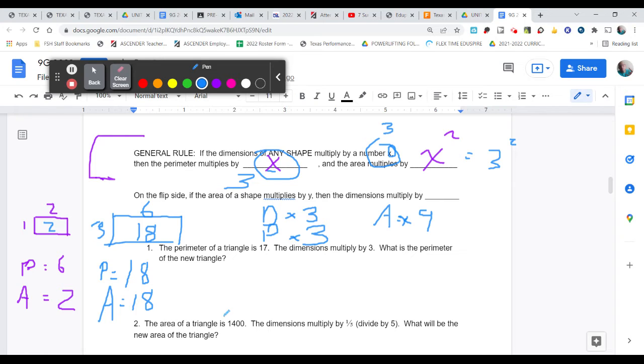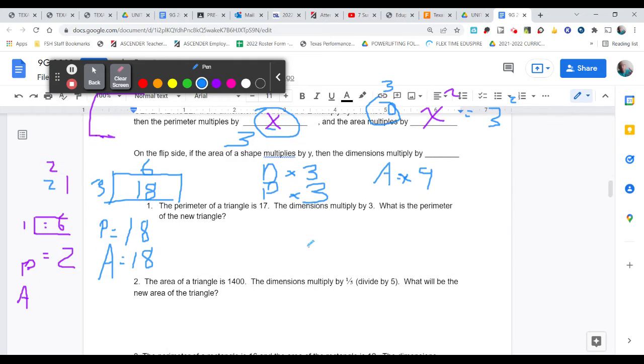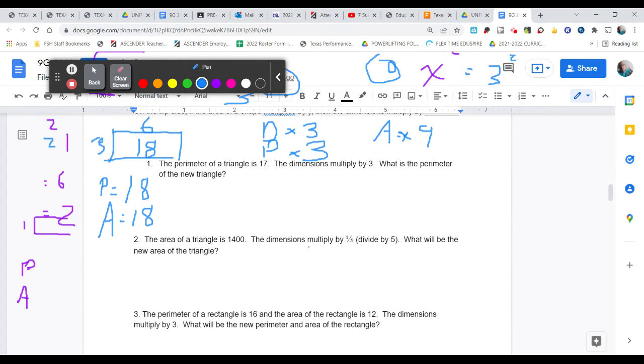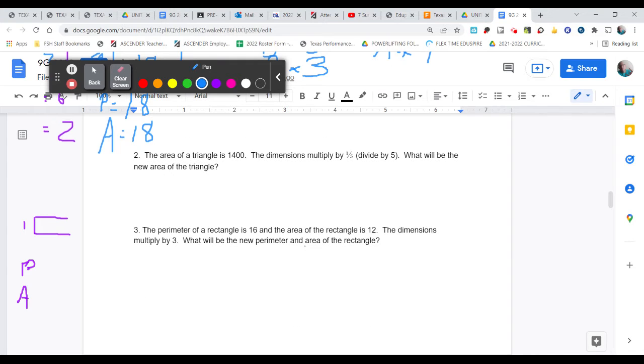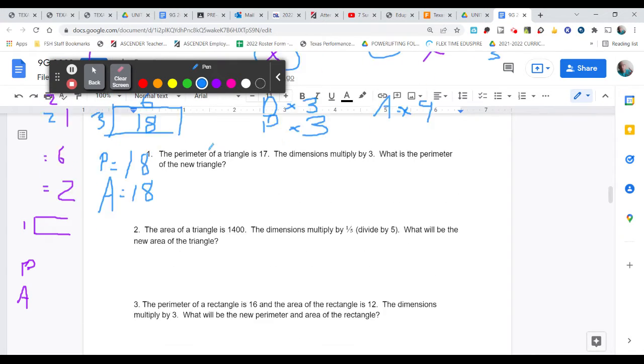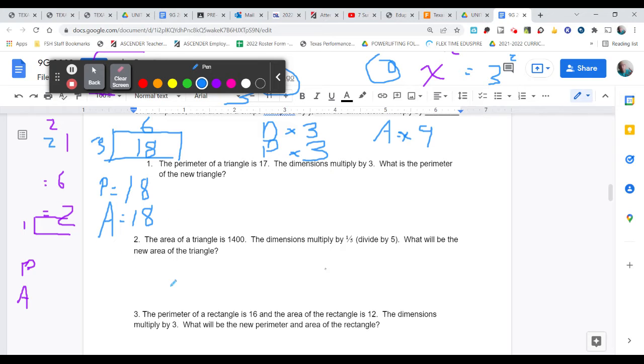Any questions, guys, so far? Again, I'm going to try to go through this as quickly and efficiently as I can. Everybody good? Okay. So let's look at number 1 right here. Can I erase all this stuff? Are we all good? Any questions?